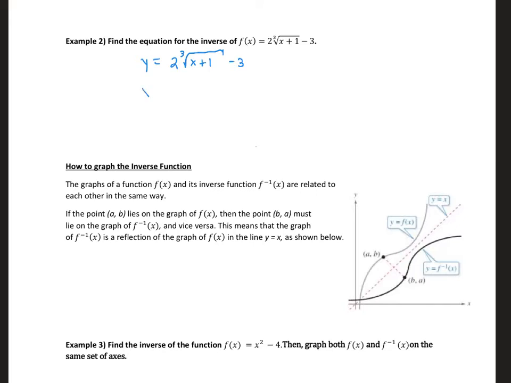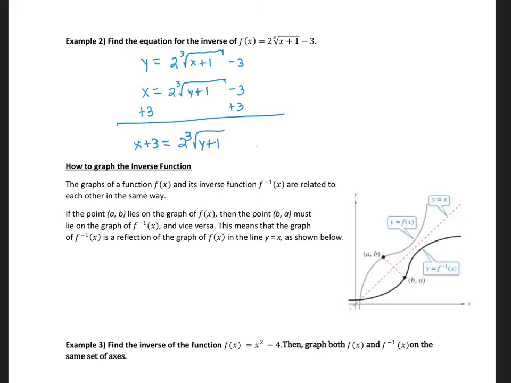Step 2, go ahead and switch x and y. So now it's going to read x equals 2 cube root of y plus 1 minus 3. Now the next step is to go ahead and solve for a new y. So if I want to get y by itself, I need to add 3 to the other side. So I have x plus 3 equals 2 cube root of y plus 1.